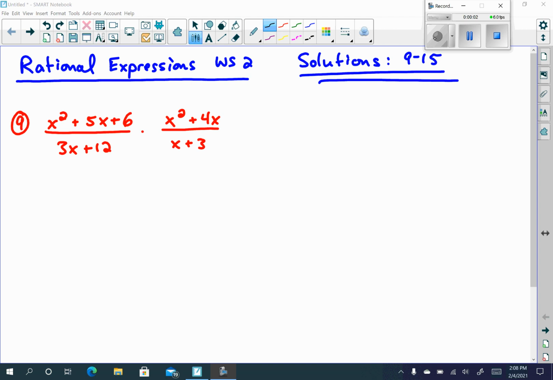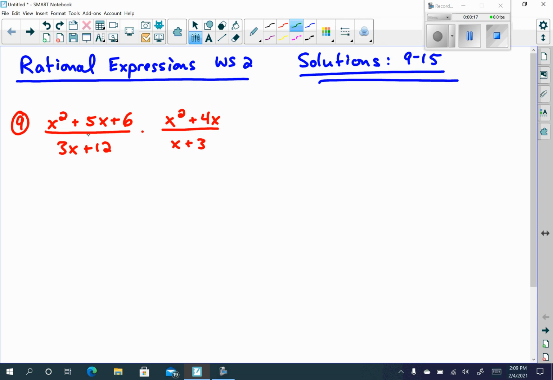Hello everyone, here are the solutions worked out for problems 9 through 15 off of yesterday's worksheet. So remember, all of these still are under the directions to assume no denominator is equal to 0, which means we don't have to state restrictions, but we do have to show our work.